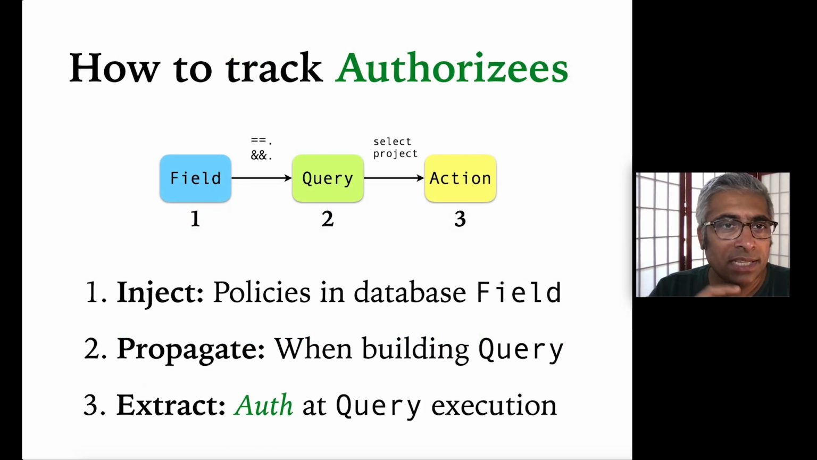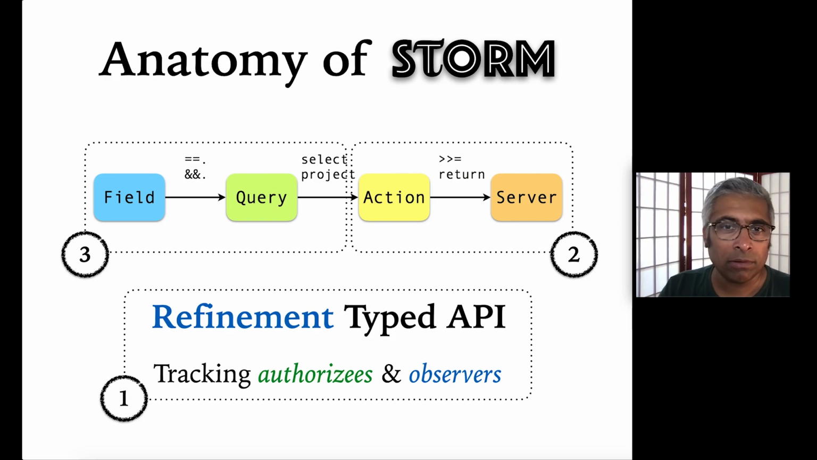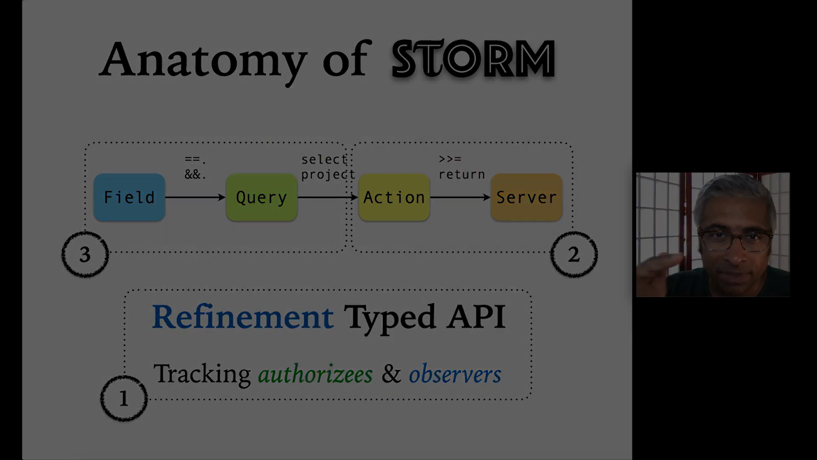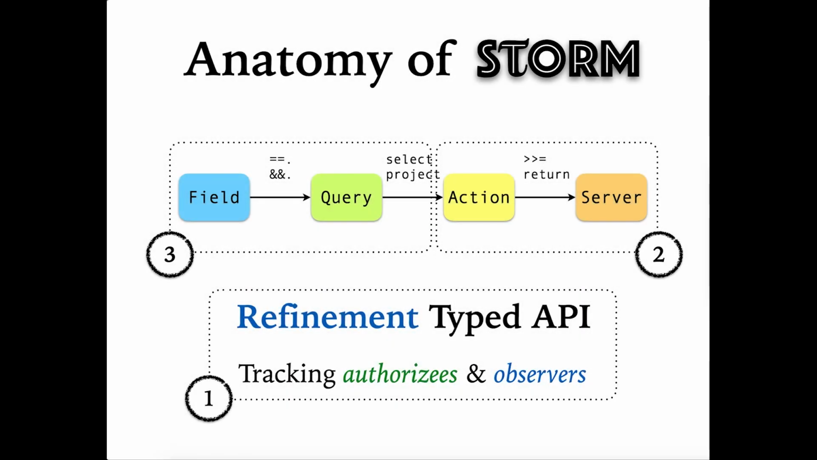So that's it. This is our API that essentially tracks the database policies as they are specified in the database schema, and brings them all the way into the database action by tracking how the policies are aggregated across query combinators and query execution. And finally, when we glue that together with the effect system that we described earlier for bind and return, we get a type for the server.